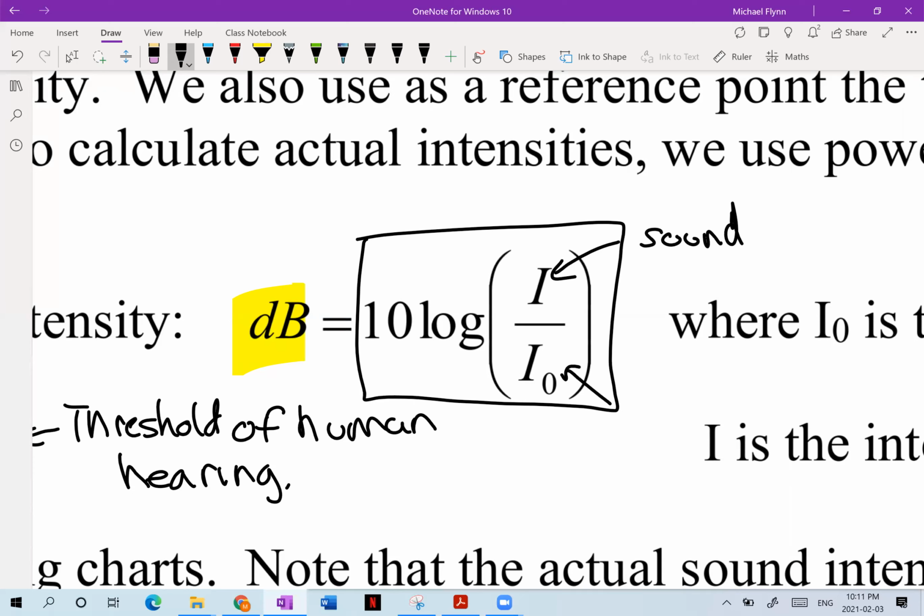And this is the threshold of human hearing, 10 to the negative 12. And what you do is you divide those two. Then when you take the log, it will tell you what kind of power of 10 you have inside the brackets there. Then you multiply it by 10, and you'll get the decibel scale.